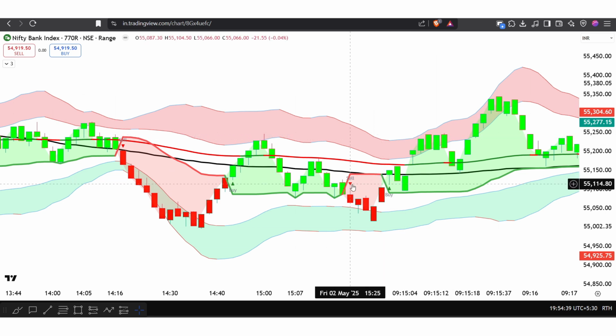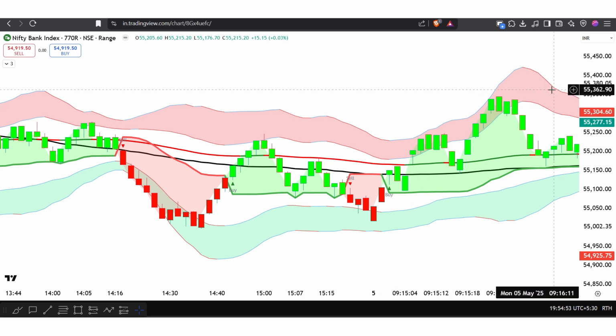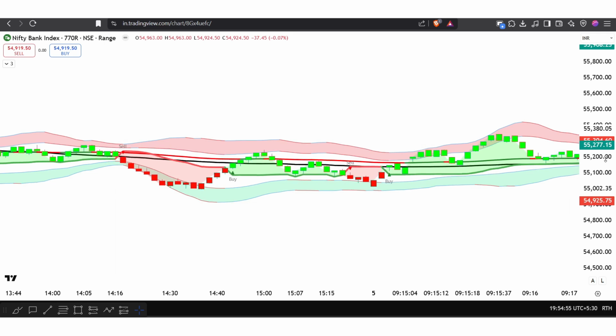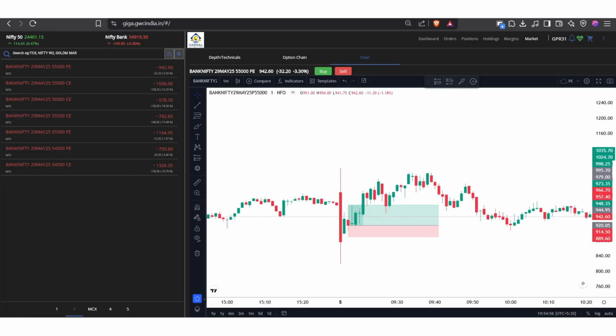So if it is indicating that it will open at 55,100, for a call option you can go for 55,500 call option. Or, if you have margin problems, then you can go for 56,000 also. At the top you can go for a 56,000 call option also, but for the sake of example, if I open my Giga, as you can see, I have kept the 55,000 call option. You can also alternatively use the 56,000 call option.